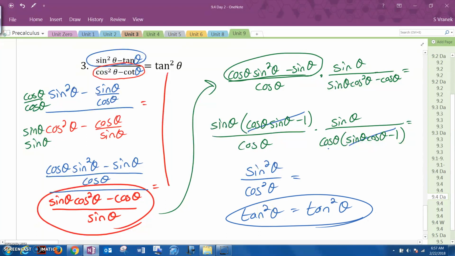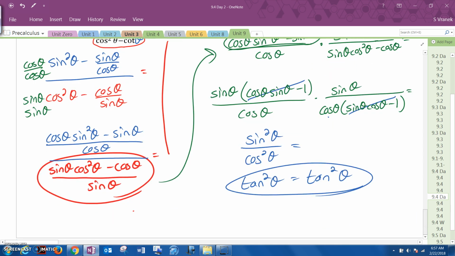So sometimes it's a lot messier than it looks. So you just have to check and keep working at it and see that you get there. Okay? Alright, well that is it for identities. Keep looking at these, keep practicing them.